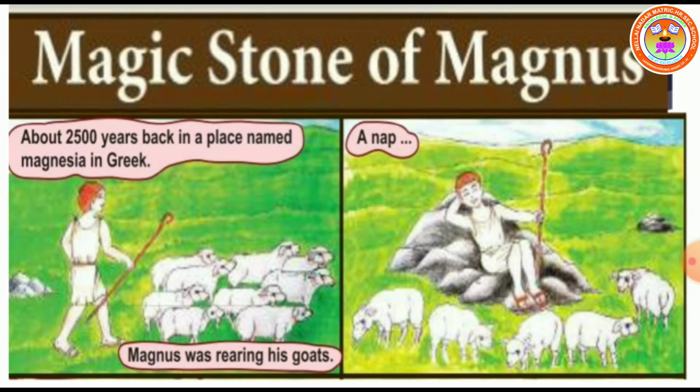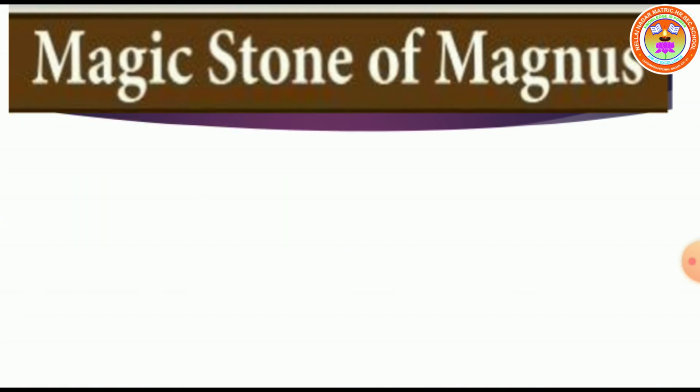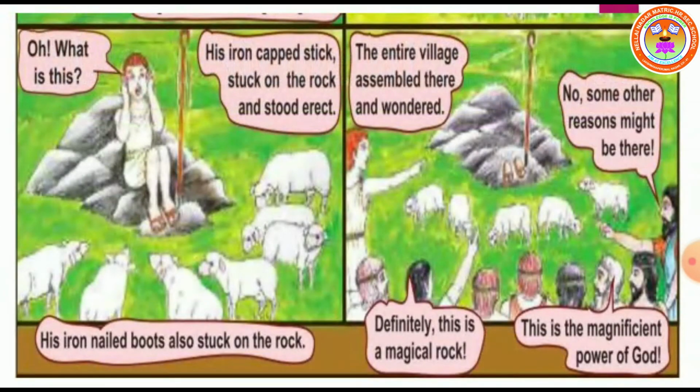The topic name is the Magic Stone of Magnus. About 2500 years back, in a place named Magnesia in Greece, Magnus was rearing his goats. His iron-capped stick stuck on the rock and stood erect. Oh, what is this? His iron-nailed boots also stuck on the rock. The entire village assembled there and wondered.